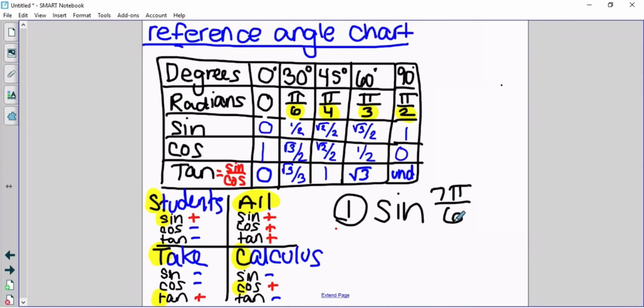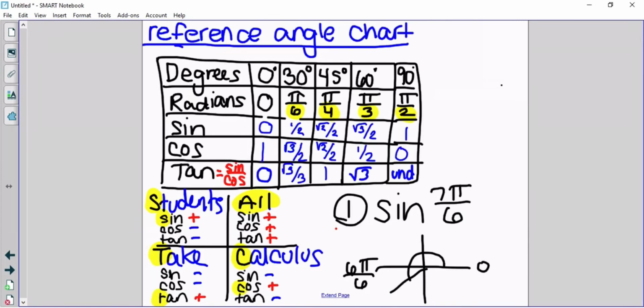Here's how we'd do it. We would figure out what quadrant we're in. So here's 0. Over here I find 6 pi over 6. By this point you may be able to say, oh, 7 pi over 6 is down here in the third quadrant. It's right past 6 pi over 6.